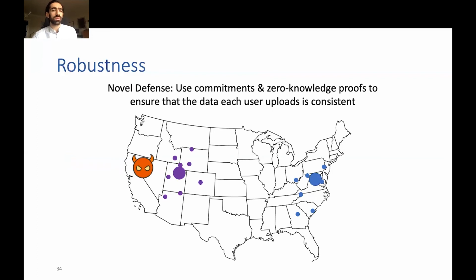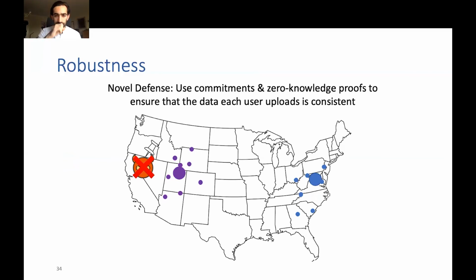So we introduce a novel defense which uses commitments and zero-knowledge proofs to ensure that the data each user uploads is consistent with itself. A malicious user would not be able to get updated information on where the clusters would end up. They would have to commit to where they are from the start and put in to move around.